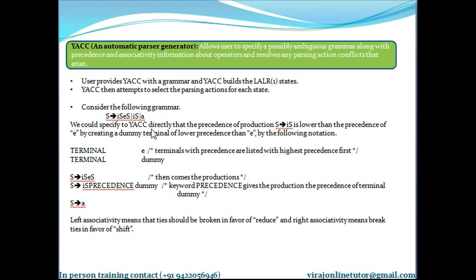So we could specify to Yacc directly that the precedence of this production is lower than the precedence of this production. If we tell Yacc that the precedence of this is lower than this, then definitely it will select this else. It will match else with the closest previous then. So I can definitely tell Yacc that this has lower precedence than this, by giving else a higher precedence over this one. Okay, how to do that?